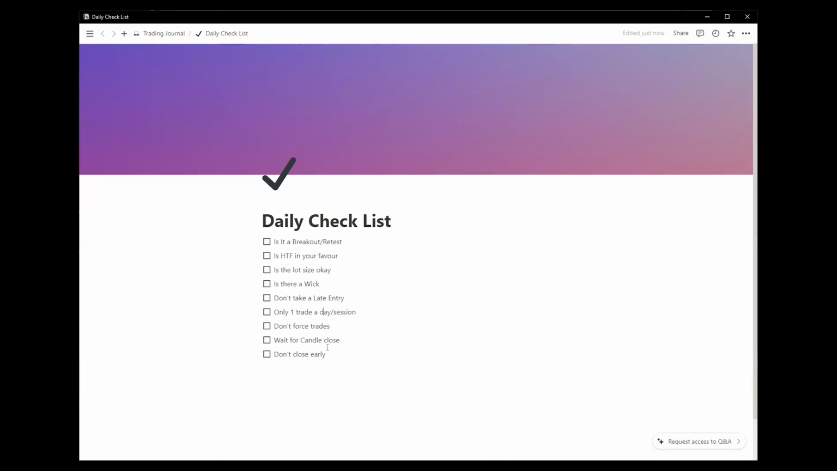But if you were to listen to your emotions and panic when you see a bit of drawdown, you would close your trade early, and then later on, once the candle closes and the next candle opens up, you'll see it actually goes and hits your TP. So these are more psychological aspects. But yeah, this is a good little checklist to have before you take any trades. It helps you keep discipline, helps you take A plus setups, and overall it will help you become a better trader.